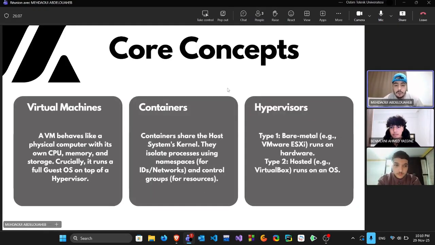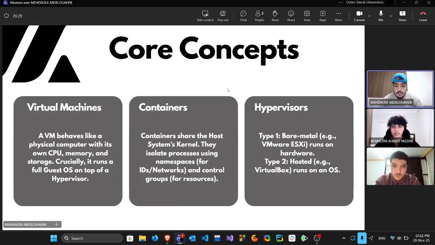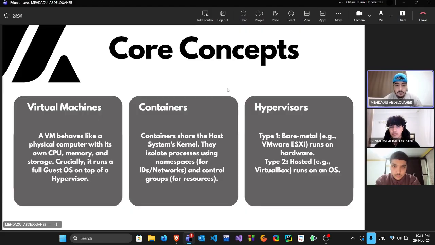Let's look at the core concept. A virtual machine, or VM, acts like a full physical computer with its own CPU and memory. Usually, every VM runs its own full guest operating system and sits on top of a hypervisor. In contrast, containers are a newer technology made popular by Docker. Instead of a full OS, they share the host's kernel. They use features like namespaces to isolate processes, making them much lighter than VMs.